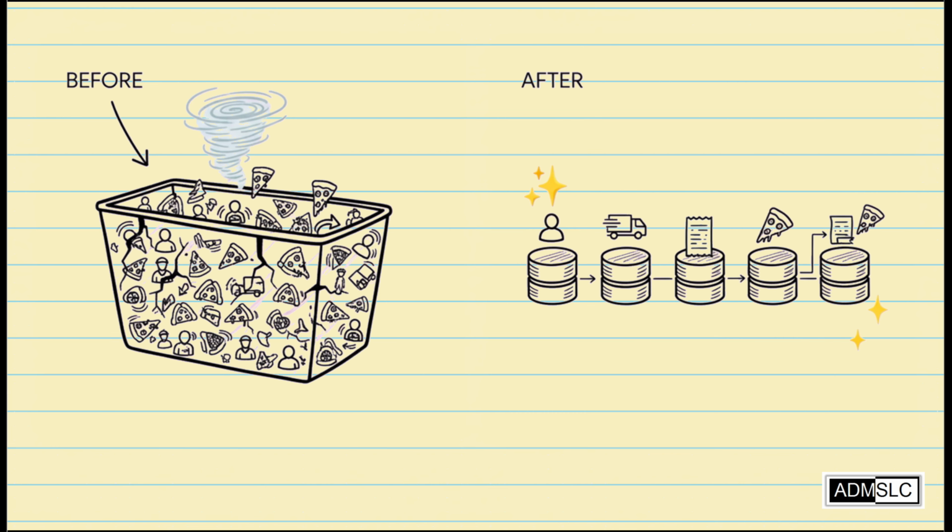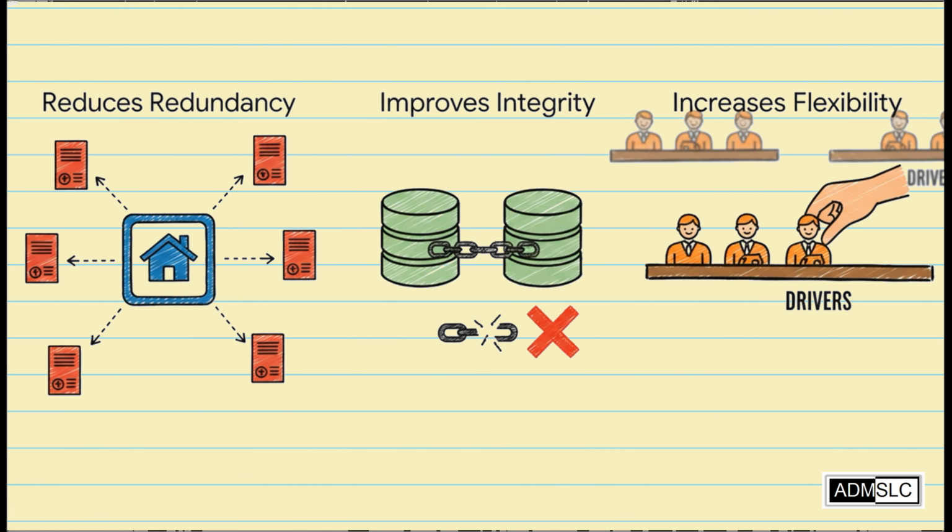And to be totally complete, we'd probably do the same thing for our pizzas, creating a pizzas table with their names and prices. The point is, each individual piece of data, a customer's address, a driver's name, a pizza's price, now has one single logical home. So why does all this matter so much? First, it massively reduces redundancy. Storing facts only once saves space, and way more importantly, it makes updates simple and reliable.